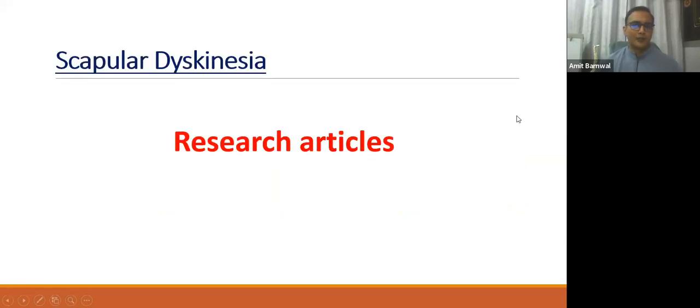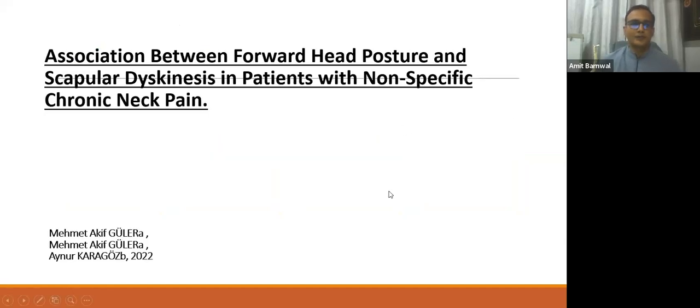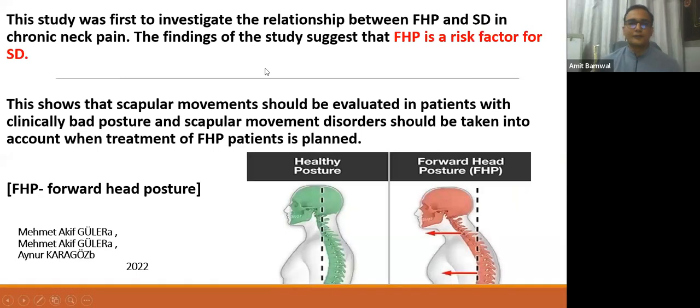So I have put up some latest research. Let's move on to the latest research. This was an article by Gulera and colleagues in 2022: Association between the forward head posture and scapular dyskinesia in patients with non-specific chronic neck pain. They quoted that forward head posture is highly a risk factor for shoulder dyskinesia, scapular dyskinesia.